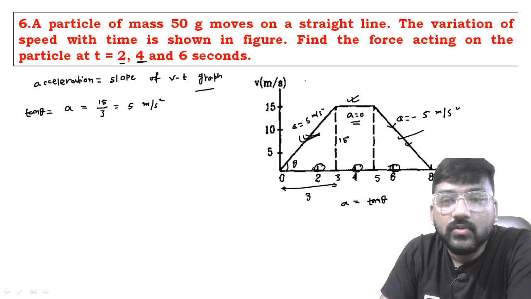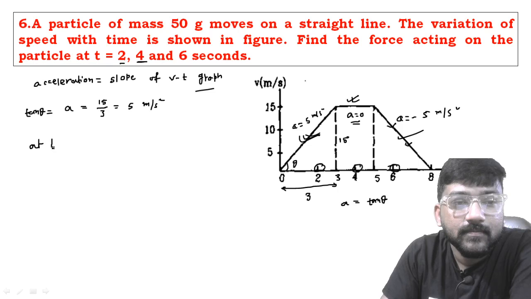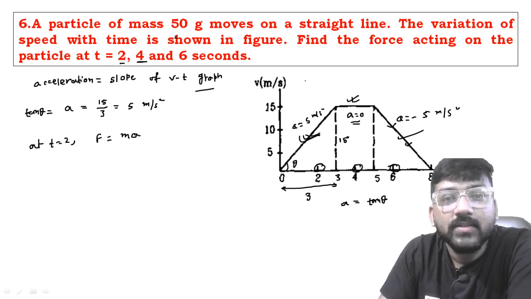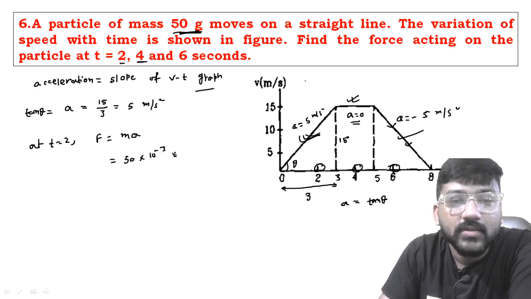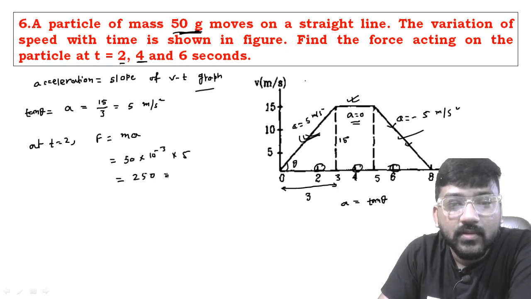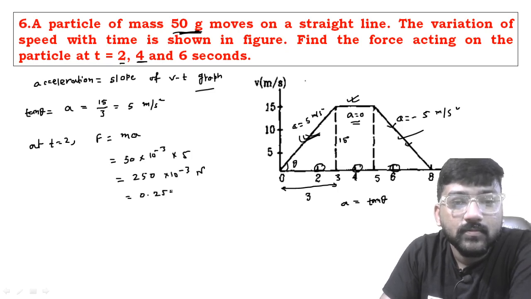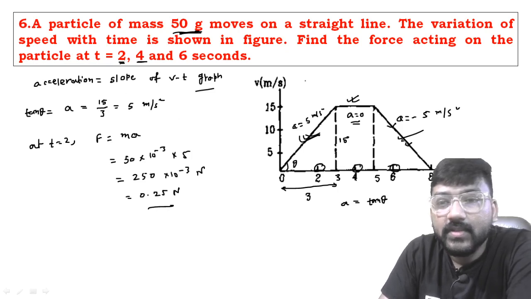So what will be your force at t equal to 2 seconds? Your force will be mass into acceleration, and mass is just 50 gram. So we have to convert this into kilogram. So 50 gram means 50 into 10 to the power minus 3 kilogram, into acceleration, that is 5. So 250 into 10 to the power minus 3 Newton, that means 0.25 Newton.